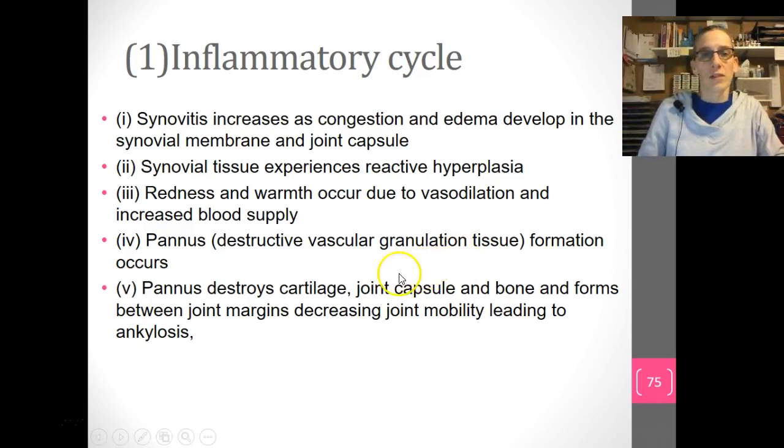We've got the inflammatory cycle. This is when the synovitis increases as congestion and edema develop in the synovial membrane and the joint capsule. Synovial tissue experiences reactive hyperplasia, which is an enlargement of the tissue. Redness and warmth occur due to vasodilation and increased blood supply. The pannus, a destructive vascular granulation tissue, forms. Pannus destroys the cartilage, the joint capsule, and bone forms between the joint margins, decreasing joint mobility, leading to ankylosis, which hopefully you remember is joint immobility. The disease does progress further, causing inflammation and structural changes.